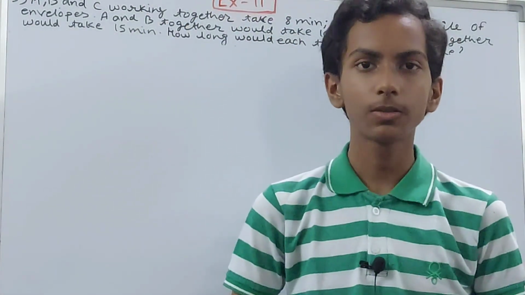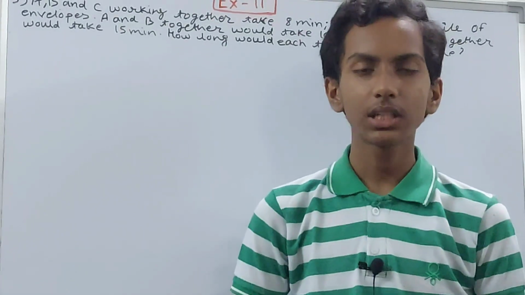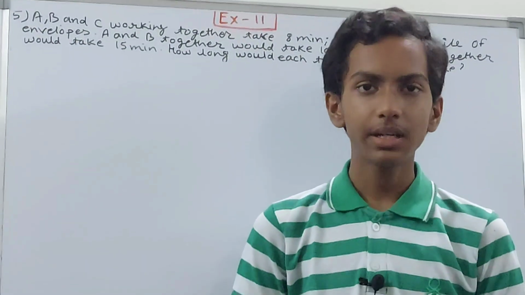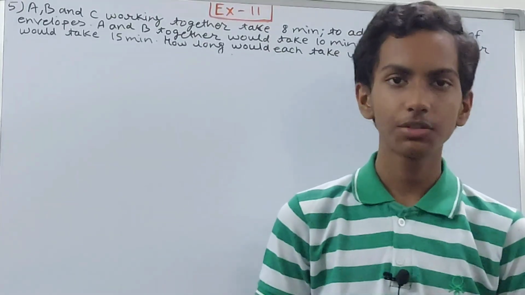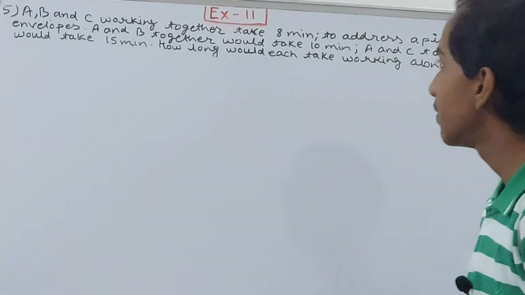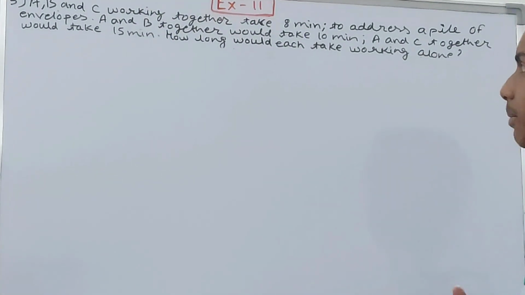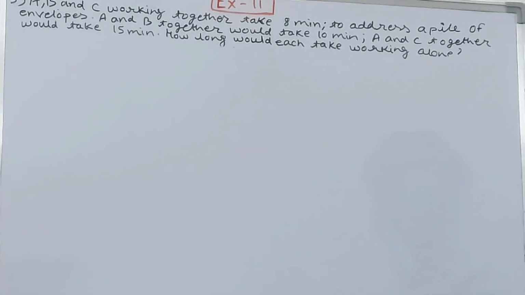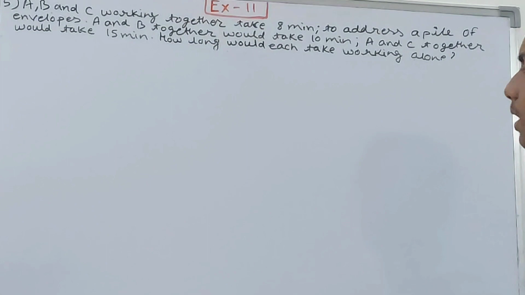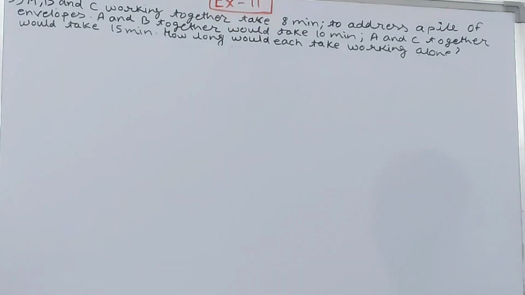In this video we are going to solve ICSE Mathematics Class 8 Chapter 11 Time and Work Exercise 11 Question 5. A, B and C working together take 8 minutes to address a pile of envelopes. A and B together would take 10 minutes. A and C together would take 15 minutes. How long would each take working alone?